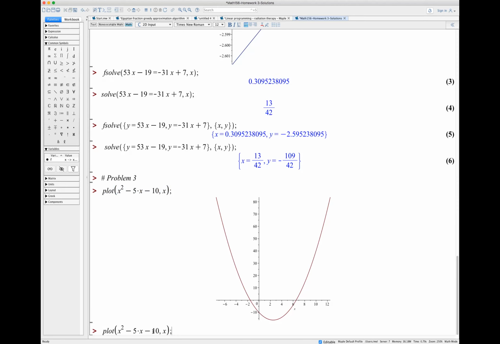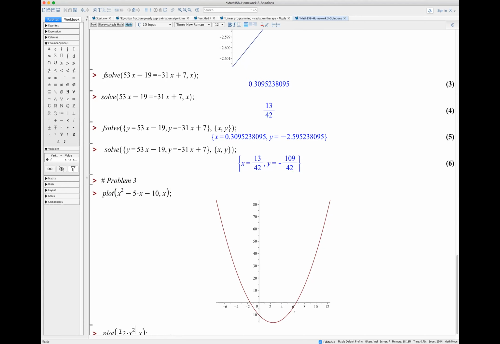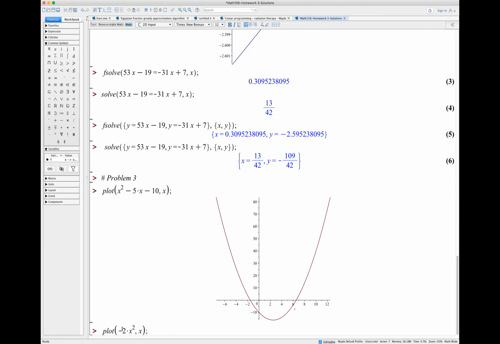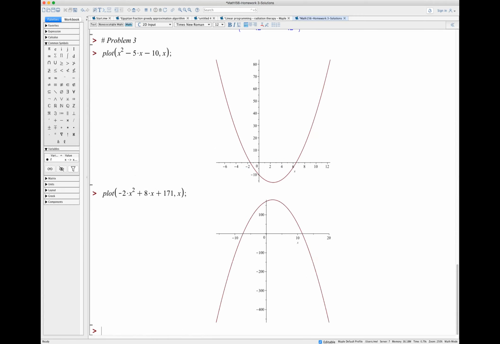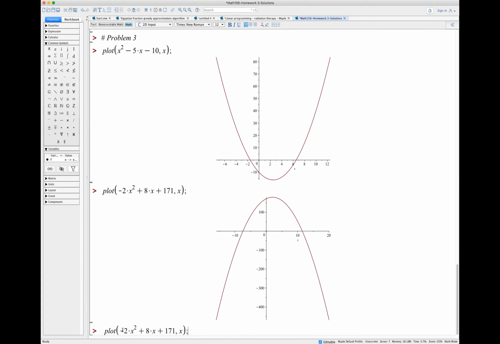If we plot the parabola minus 2x squared plus 8x plus 171, you get a parabola going down. And if you want to plot the two of them together, there are a couple ways to do that. One is just put the two functions we're graphing inside curly brackets.